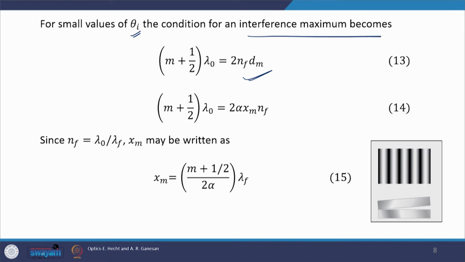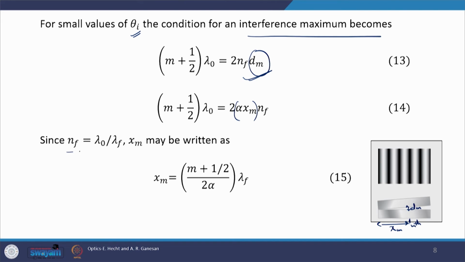Okay, and here dm is the thickness of the film where the mth maxima is observed, and as we know dm is equal to x into alpha. Therefore, we write dm as alpha into xm. xm represents the position of the mth maxima from the line of contact, of course. If the mth maxima is appearing here, then this is xm and the corresponding thickness is dm.